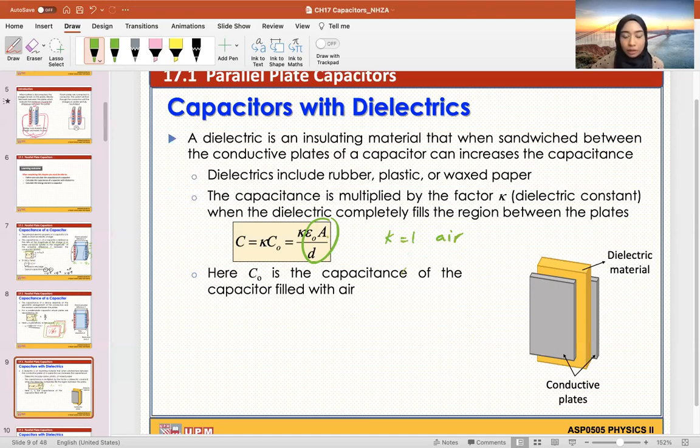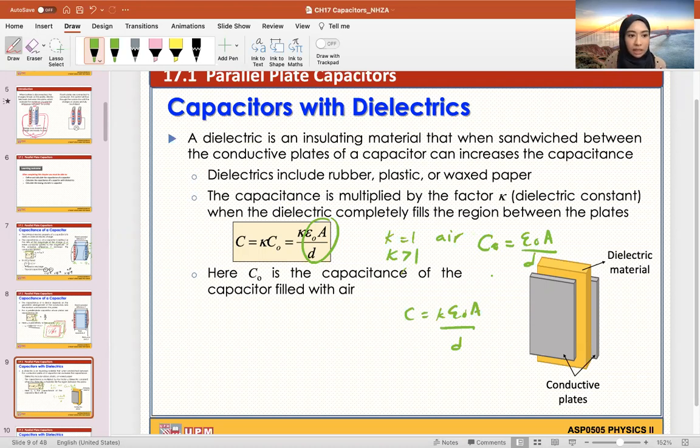So when you're not putting in anything at all between the plates, so it is just air, K equals one, which is just C naught equals epsilon naught A over D, or just C. But when you put in something other than air, the K becomes greater than one. So you need to put in that value. So now it's a fancy K, epsilon naught A over D. Okay? So that K refers to the dielectric material.